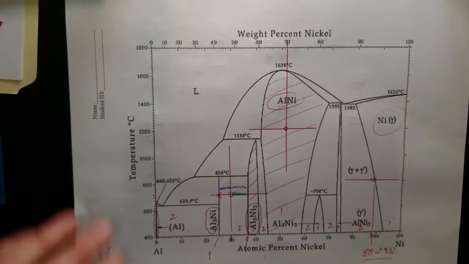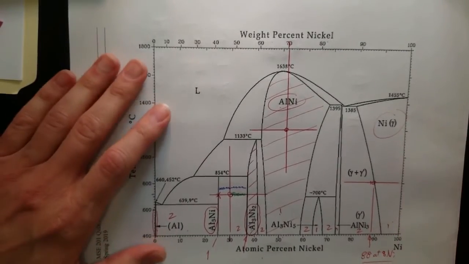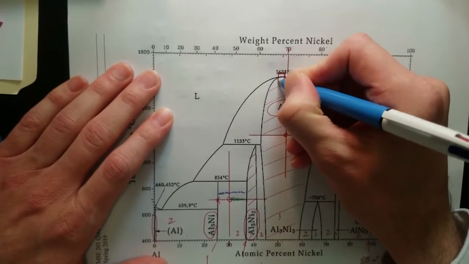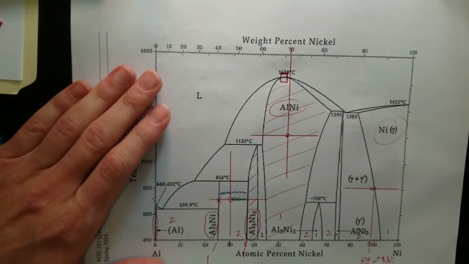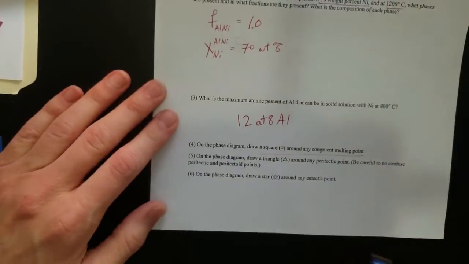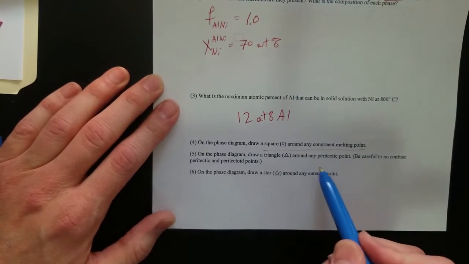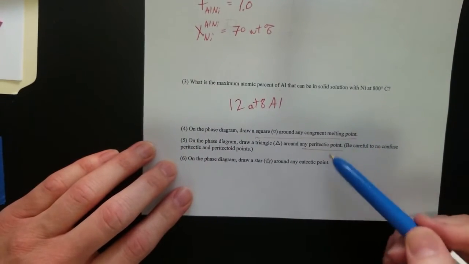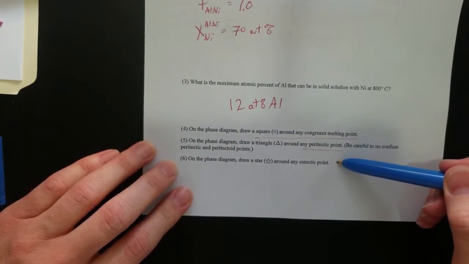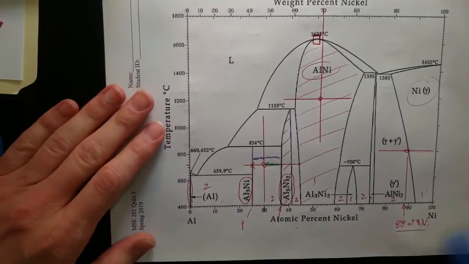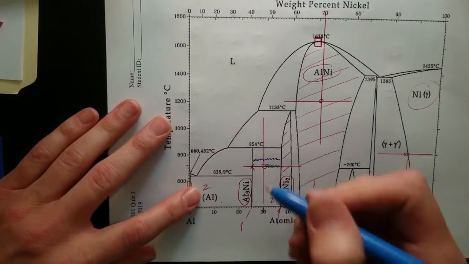Okay, congruent melting points. The simplest and the most obvious one is right here. And on the phase diagram, draw a triangle around any peritectic point. And I should have specified, I only need one for each of these for full credit. I wasn't expecting you to identify all of them. So let's just draw one, or we'll draw several, right? That's a peritectic point.